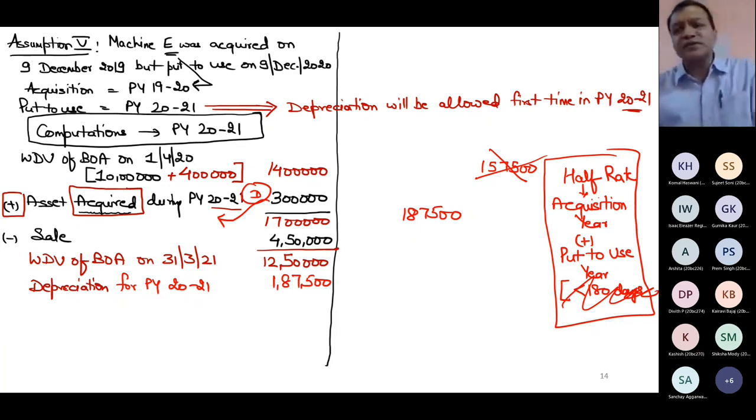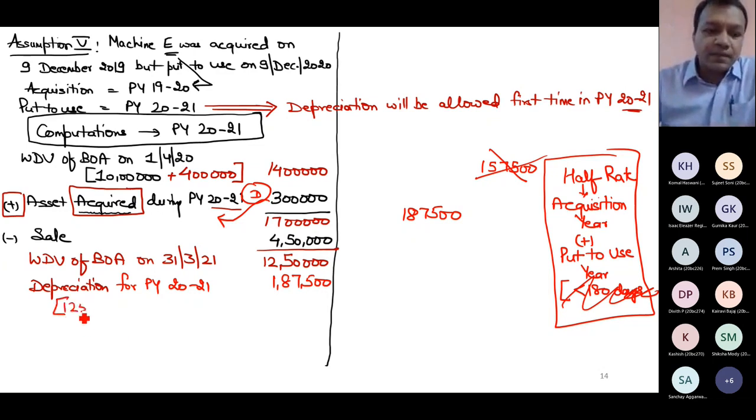And as far as 4 lakh is concerned, though this 4 lakh is used for less than 180 days, since it is acquired in any other year than the one in which it is put to use for less than 180, I will not charge half rate, I will charge full rate. Half rate would have been applied only on 3 lakh had the conditions been fulfilled. But since this 3 lakh machine is used for 180 days or more, no half rate. So on the entire WDV of 1250, full rate. These things you should remember.